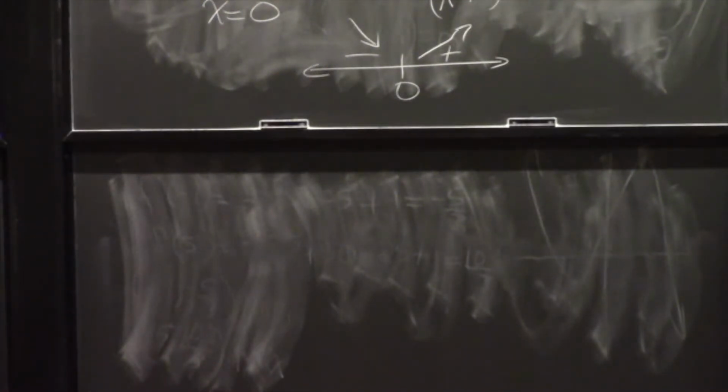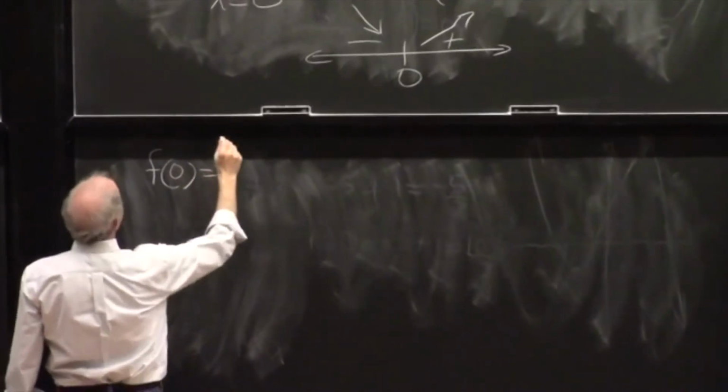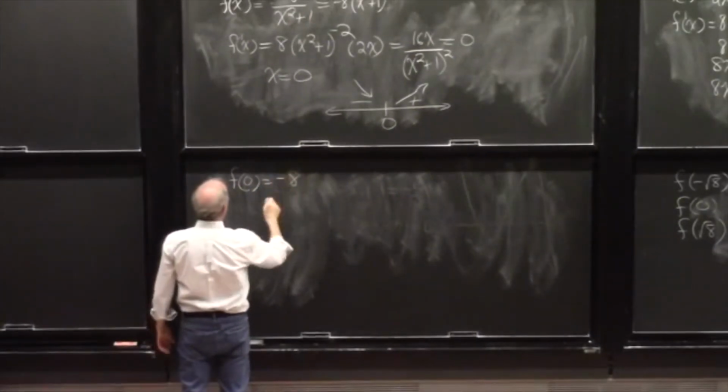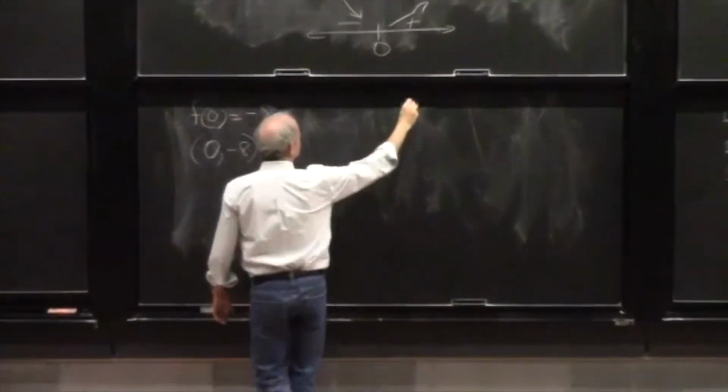Now we can get the y-coordinate. So when x is 0, f of 0 is negative 8 over 1, which is just negative 8. So this has a minimum at (0, negative 8).